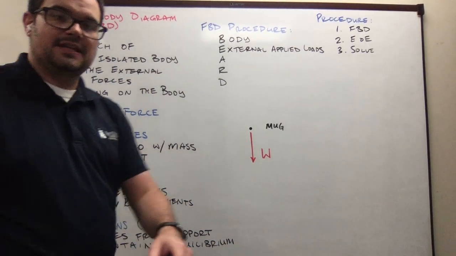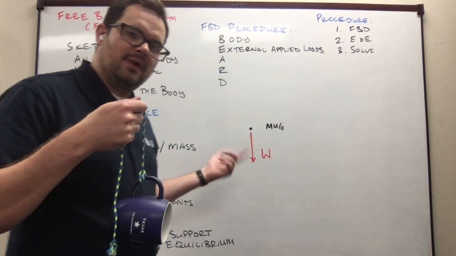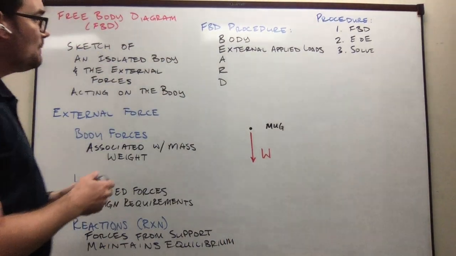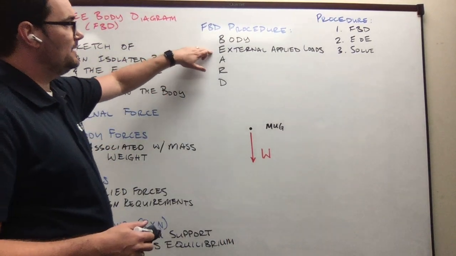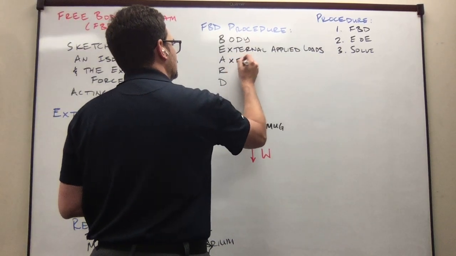Other applied loads, like let's say that I had put something inside my mug, the weight of that might go up here. Those would be applied loads. The next thing I want to do, so that's B for body, E for external applied loads. A is for my axes.